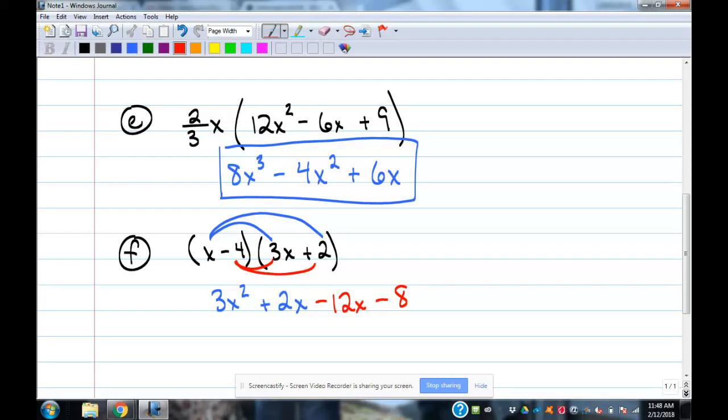Now, are there any like terms in this? The plain x is in the middle. They got 2x and negative 12x. Put them together. What's positive 2 and negative 12 together? Negative 10. So we got 3x squared, a negative 10x, and then the minus 8, and we're finished with that problem. So once you distribute, then you look to see, are there any like terms I can put together? And that's order of operations. Multiplication comes first, then addition and subtraction. So we multiplied by using distributive property, and then we did addition and subtraction with our like terms.